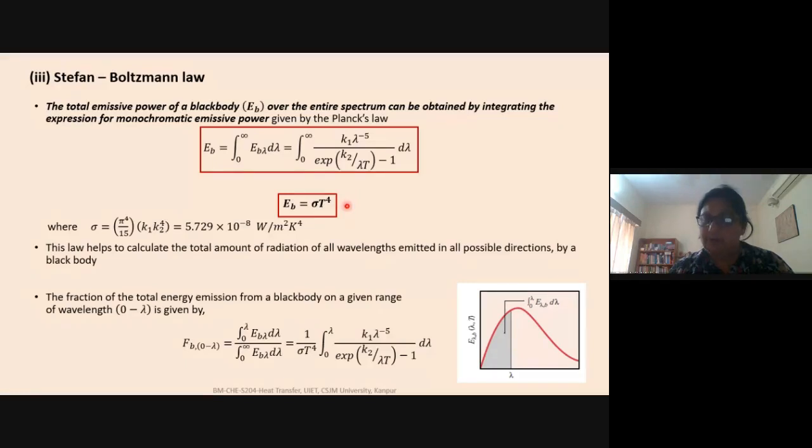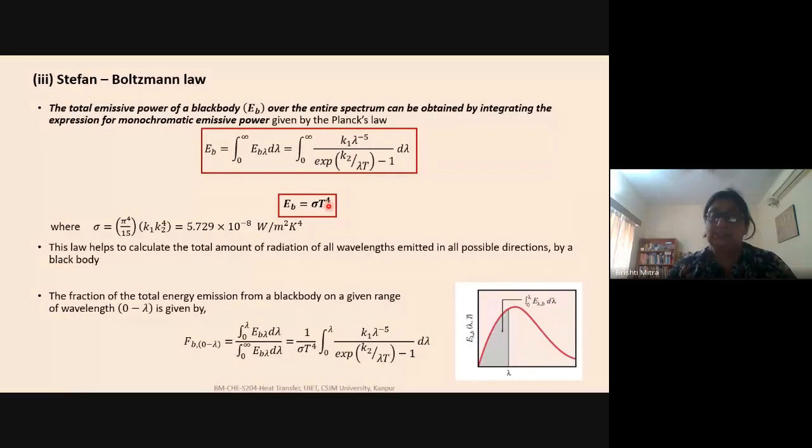What I get is that EB, the total emissive power of a black body, is equal to sigma into T to the power 4. Sigma is given as 5.67 into 10 to the power minus 8 watt per meter squared Kelvin to the power 4. And this temperature is the absolute temperature of the body, always given in the Kelvin scale or the absolute scale. This law helps to calculate the total amount of radiation of all wavelengths in all possible directions by a black body.